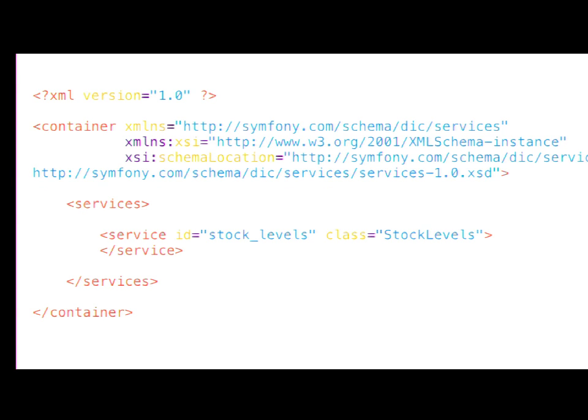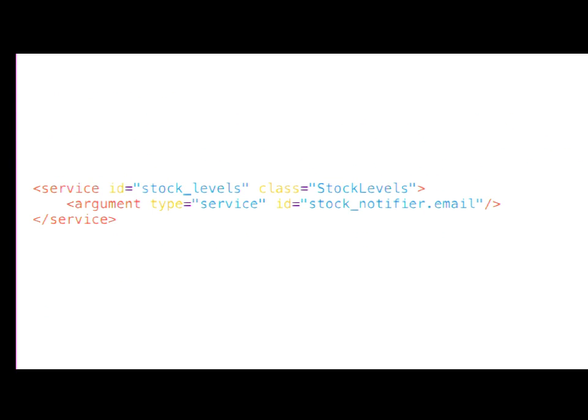Of course, we needed to have some arguments passed into that. So for our notifier email, we can use the argument element to say, there's an argument for you, it's a service, and here's the ID. So this is another service I'm going to find somewhere else. When you create a stock levels thing, go and find that service, create that, and inject it into me. So it will recurse through all of these definitions. So in our stock levels definition, we could swap it. If that was with our email, if we wanted to use SMS, we could just at this point swap it for the SMS service instead. So instead of doing it in the code, we're just changing an XML file external to the code.